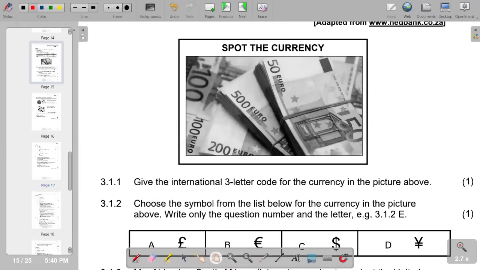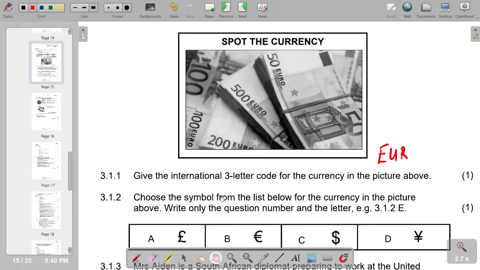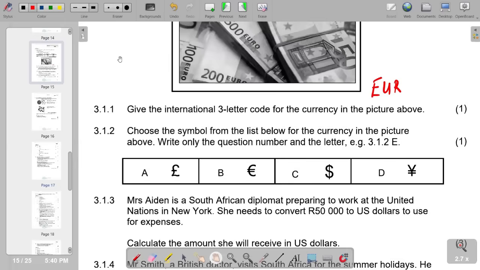Of course, it is the euro. So the 3-letter code is EUR. So basically, this is the code. Then 3.1.2, choose the symbol from the list below for the currency in the picture above. Of course, the symbol for euro, we see it on B. So this is the symbol.